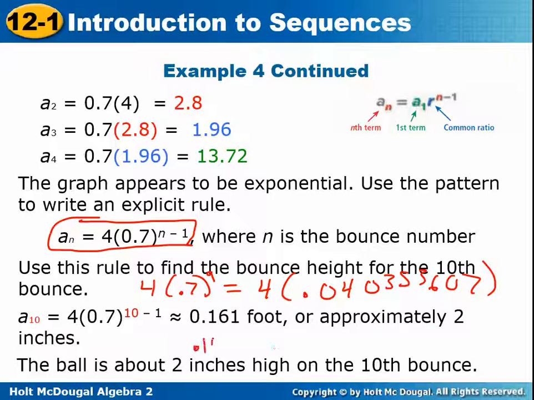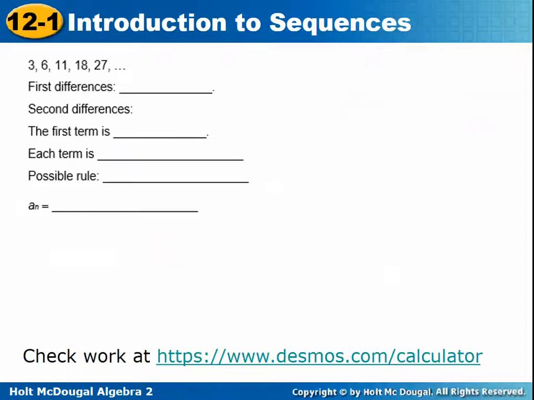In order to change this to inches, you can multiply this by 12, because there's 12 inches in a foot, which gives you about 1.937 inches. They said about 2 inches. So that's how we do that application problem.